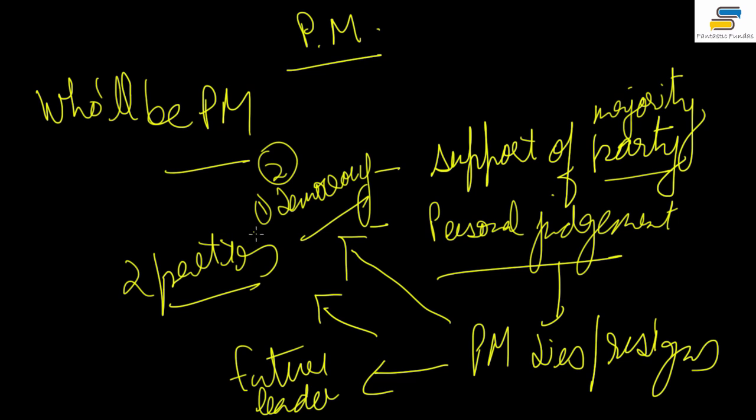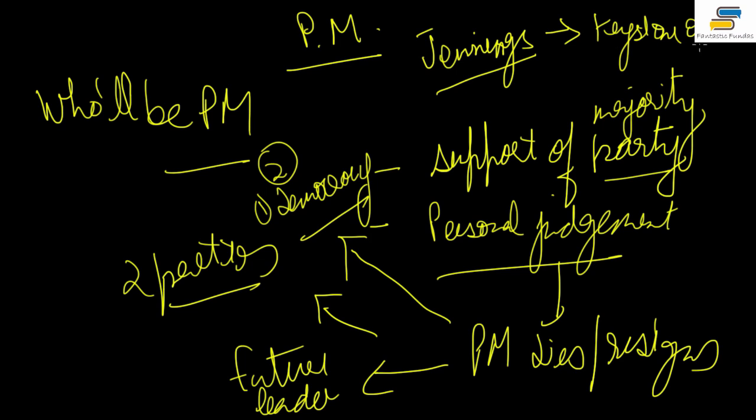The Prime Minister has been described by Lord Jennings as the keystone of the Constitution. I hope you understand the word keystone. A keystone is the most important stone of the building. Suppose the building is made up of many stones, and this particular stone falls, then the building will collapse. In the same way the Prime Minister is the keystone of the Constitution.